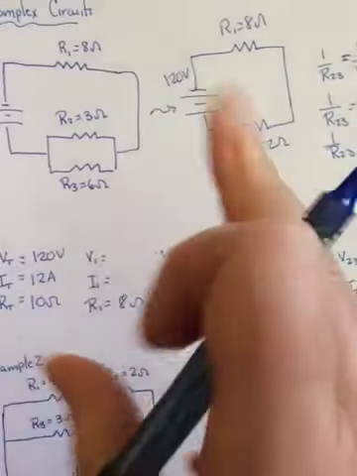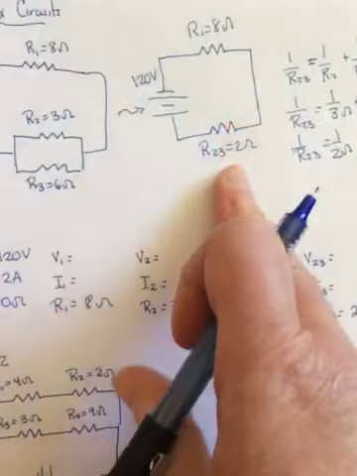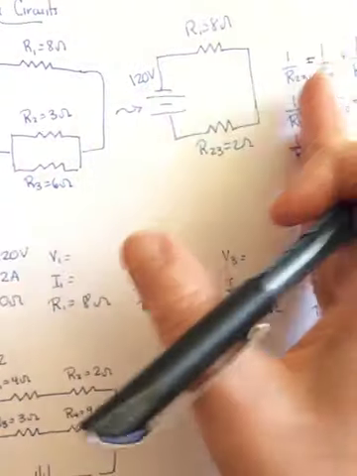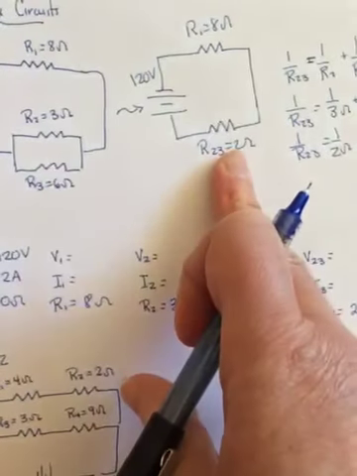Now, to go to the next step, you look at your circuit, and your most simplified circuit. So you always start at the most simplified, and you say it's in series.